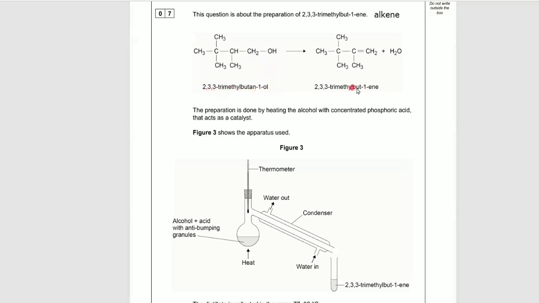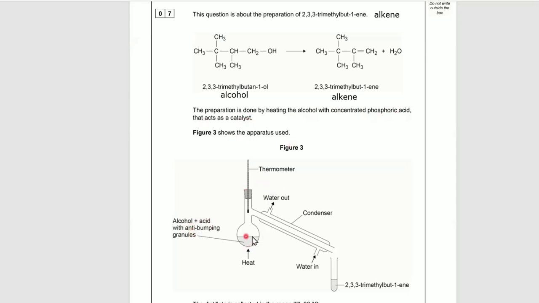So the preparation is done by heating the alcohol. That's the 2,3,3-trimethylbutanol on the left, with the concentrated phosphoric acid that acts as a catalyst, and you get a kind of dehydration reaction and you form 2,3,3-trimethylbutene, which is an alkene.